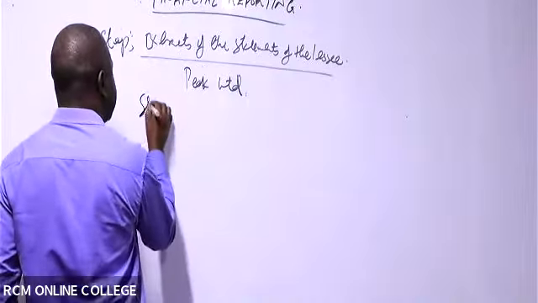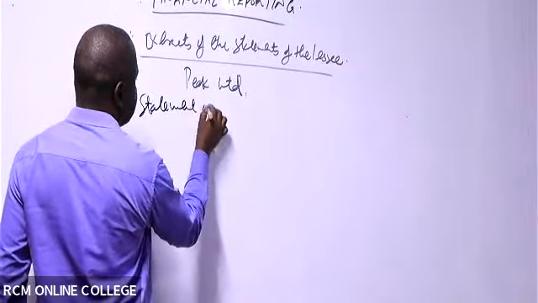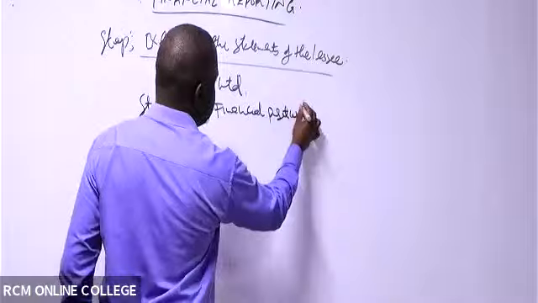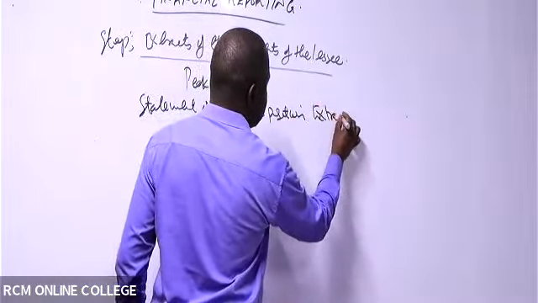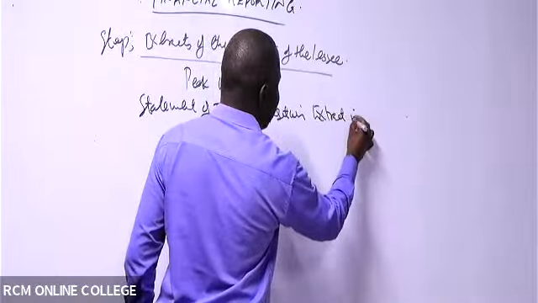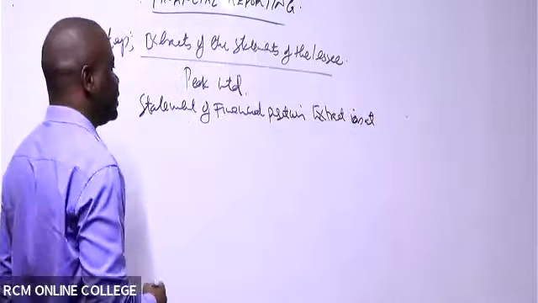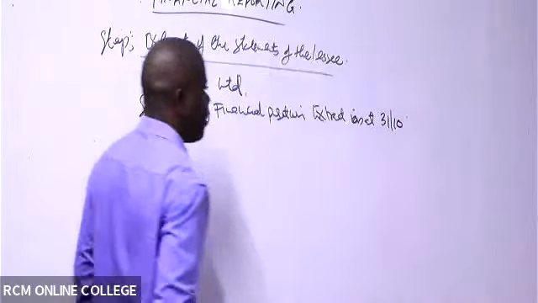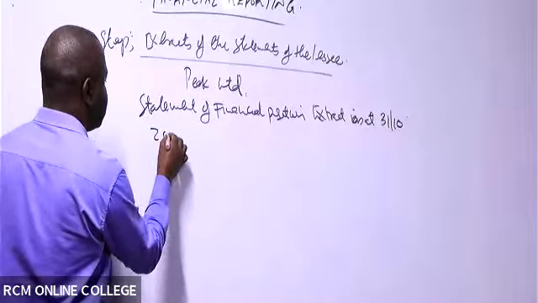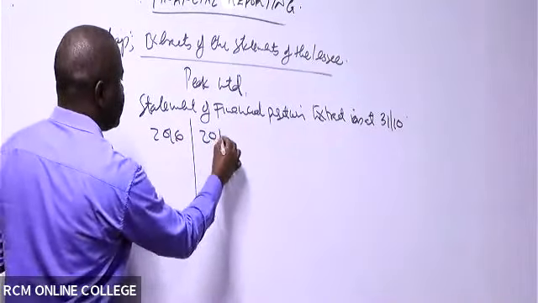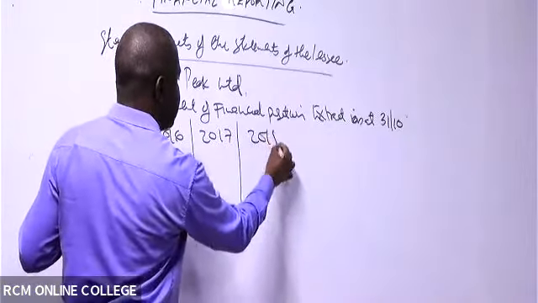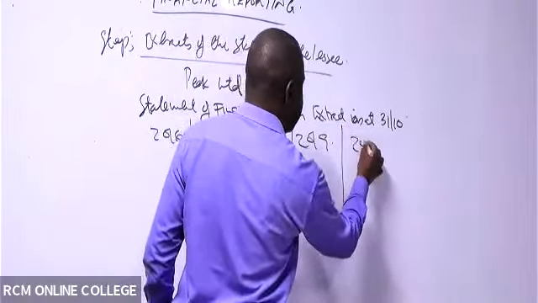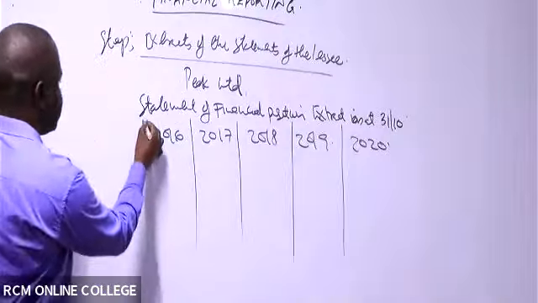Take limited statement of financial position extracts. This is as at, not for the year ended, as at 31st December. So you have 2016, 2017, 2018, 2019, 2020 like that.